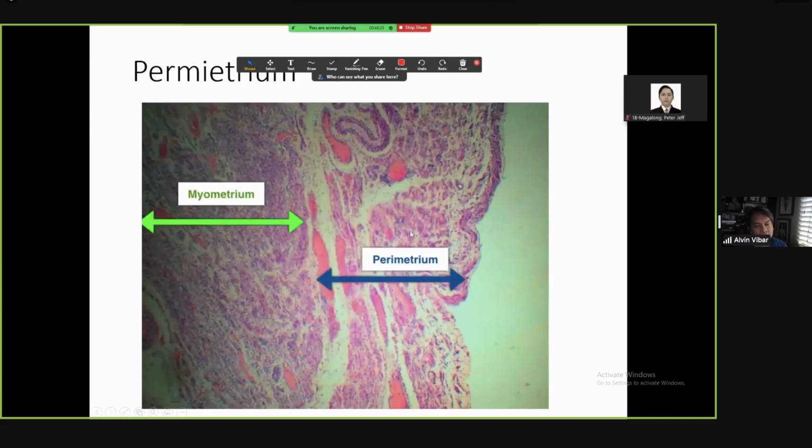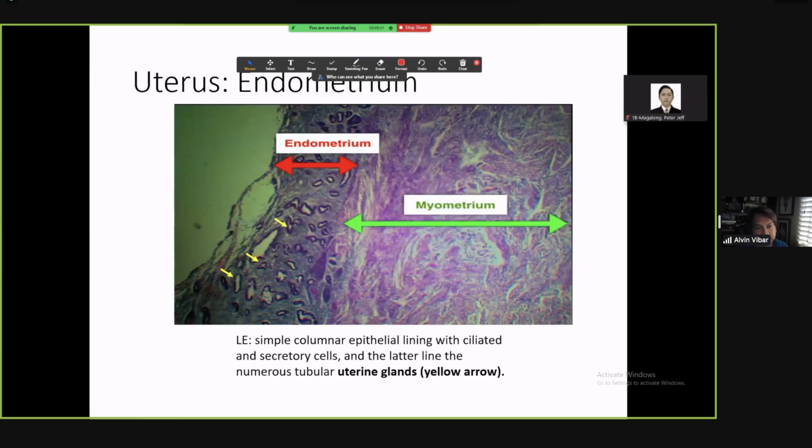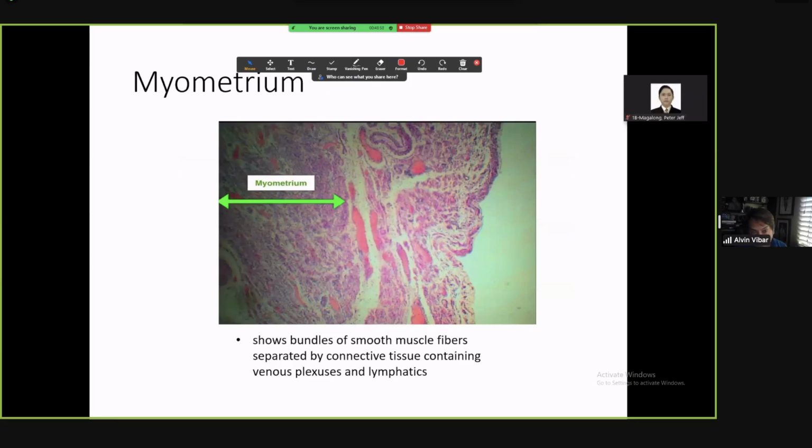Serosa, okay, we can call it your perimetrium. So, same layers, but we call them endometrium, myometrium, and perimetrium. I'm sure if we're going to focus on the organ, we're going to focus on this part. We have to show you the lining epithelium, endometrium, and myometrium. It will be very difficult for you if we focus it this way, okay? And we're going to ask you to identify the organ, okay?